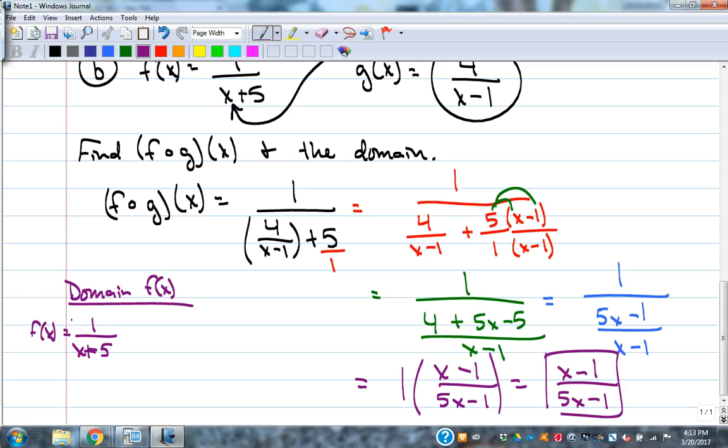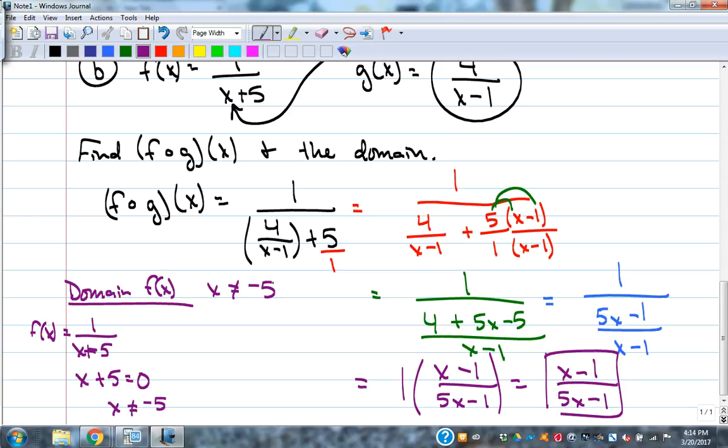Yes, because there's an x in the denominator. How do I find the domain of that then? What do I do to find the domain of a function where x is in the denominator? I set the denominator equal to 0 to find out what's going to make it mess up. So x can't be negative 5. Because negative 5 plus 5 would be 0, and we can't divide by 0. So the domain of f of x is x does not equal negative 5.